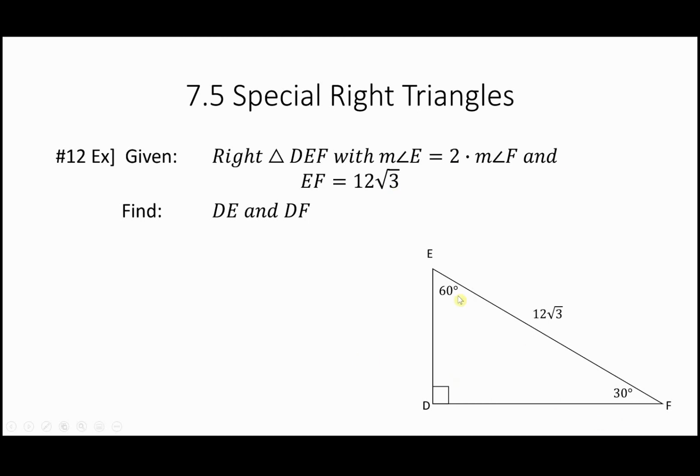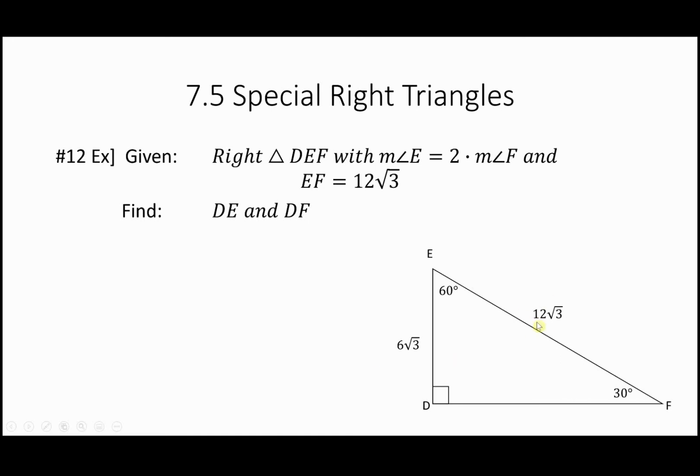Now, we have a 30, 60, 90 right triangle, and we know the hypotenuse is 12 root 3. So in order to find these legs, the first step that I'm going to do is to take the hypotenuse and cut it in half. Why would I do that? Because I know that's the relationship between the hypotenuse and the shorter leg, okay? So what is half of 12 root 3? It's 6 root 3, right?